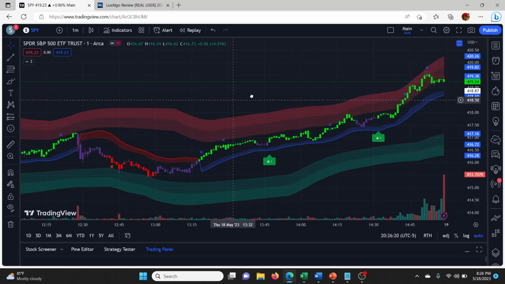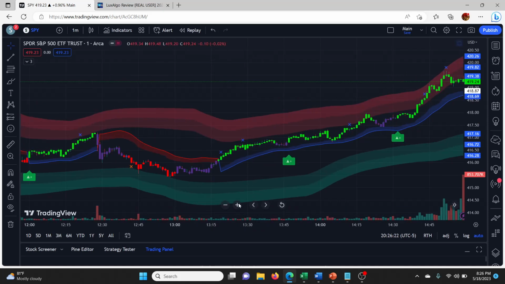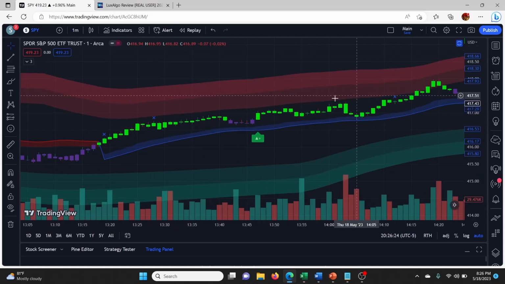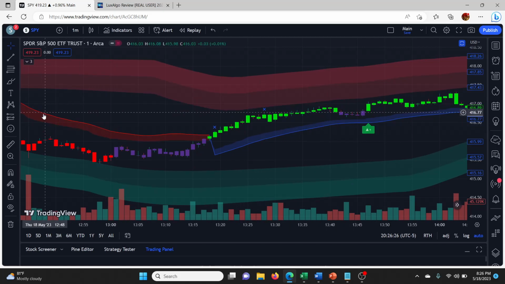And then on top of that, I have the smart trail, and I'll show you really quickly in the settings after I show you what the smart trail is. So the smart trail is this red, which acts as trailing resistance, and the blue is trailing support. And so these are the trends, right? This generally indicates the trend.